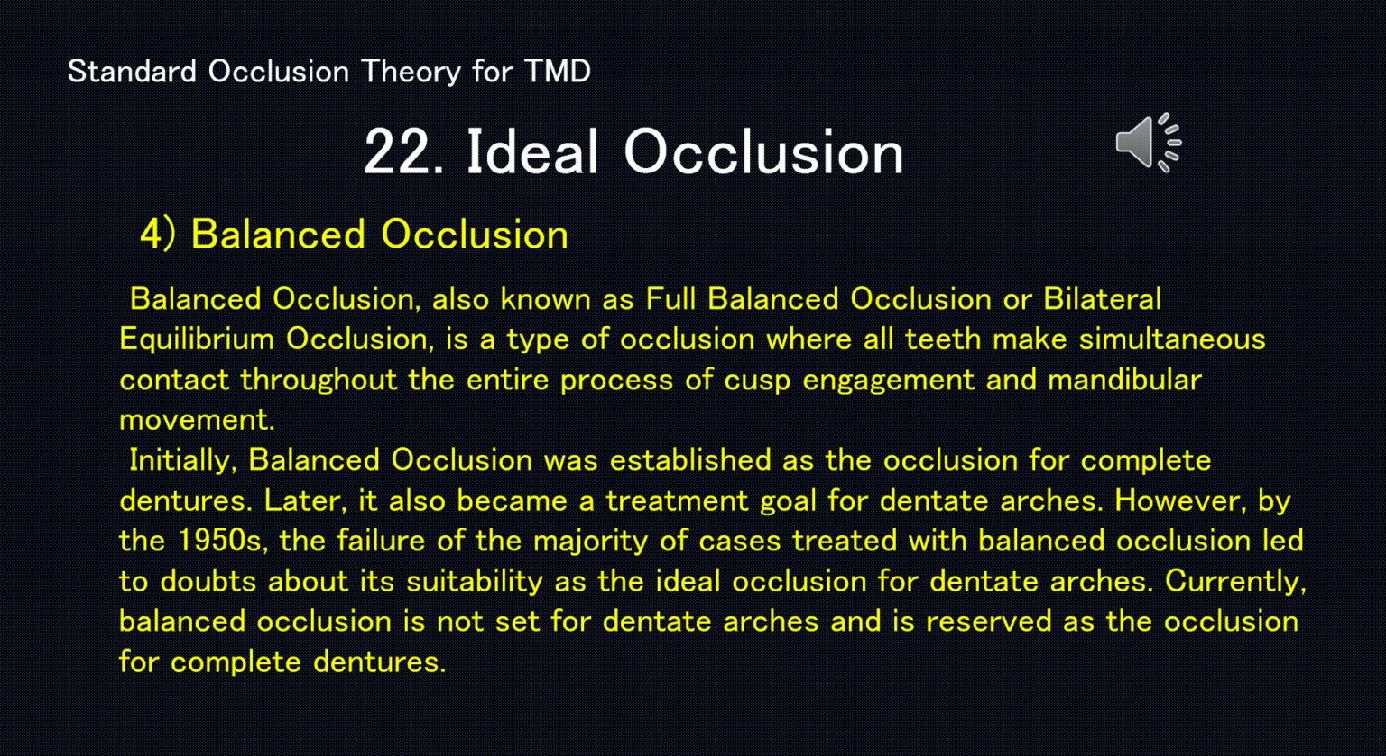4. Balanced occlusion. Balanced occlusion, also known as full balanced occlusion or bilateral equilibrium occlusion, is a type of occlusion where all teeth make simultaneous contact throughout the entire process of cusp engagement and mandibular movement. Initially, balanced occlusion was established as the occlusion for complete dentures. Later, it also became a treatment goal for dentate arches.